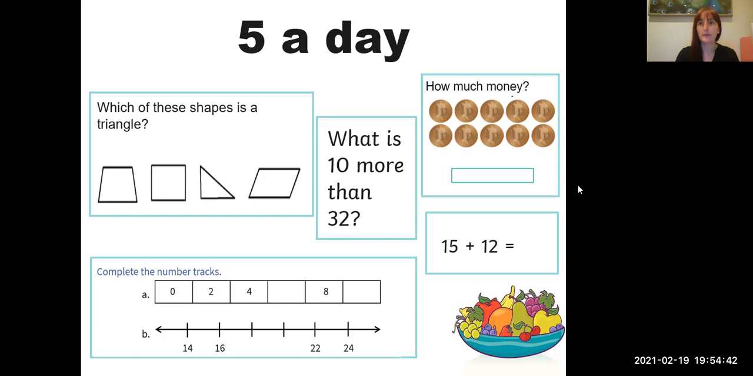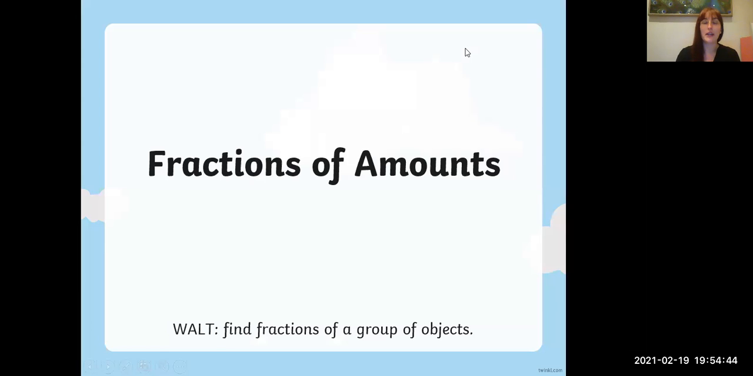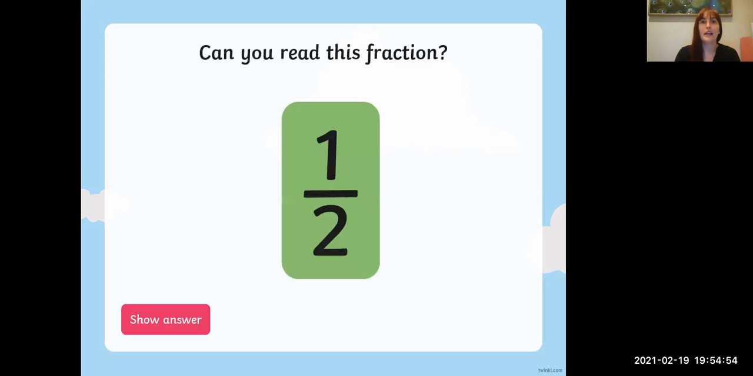And we'll move on. Okay, so today we're finding fractions of groups of objects. Okay, so we did fractions of shapes yesterday. We can also find fractions of amounts. To start us off, let's see how good we are at recognizing these fractions. So these are our notations, aren't they? This is how we write a fraction.